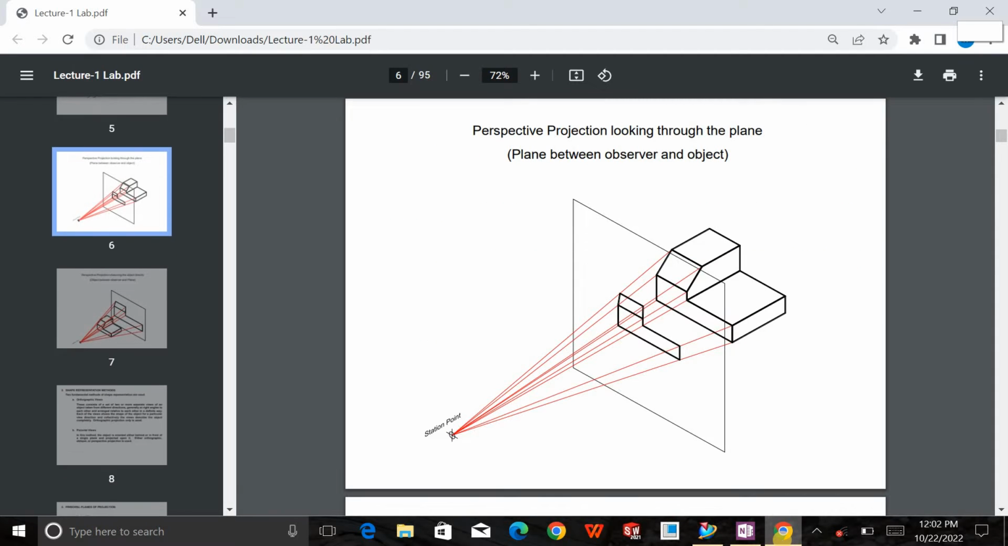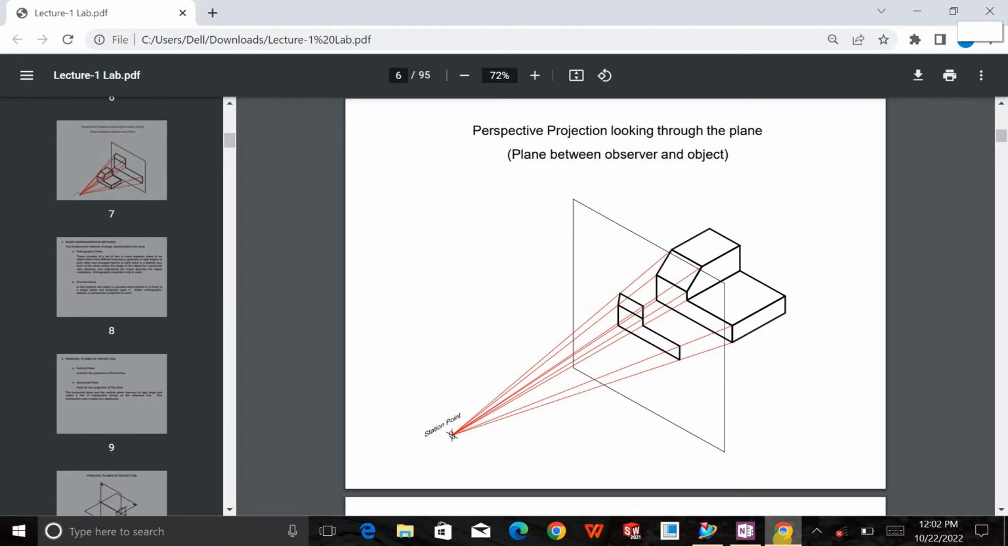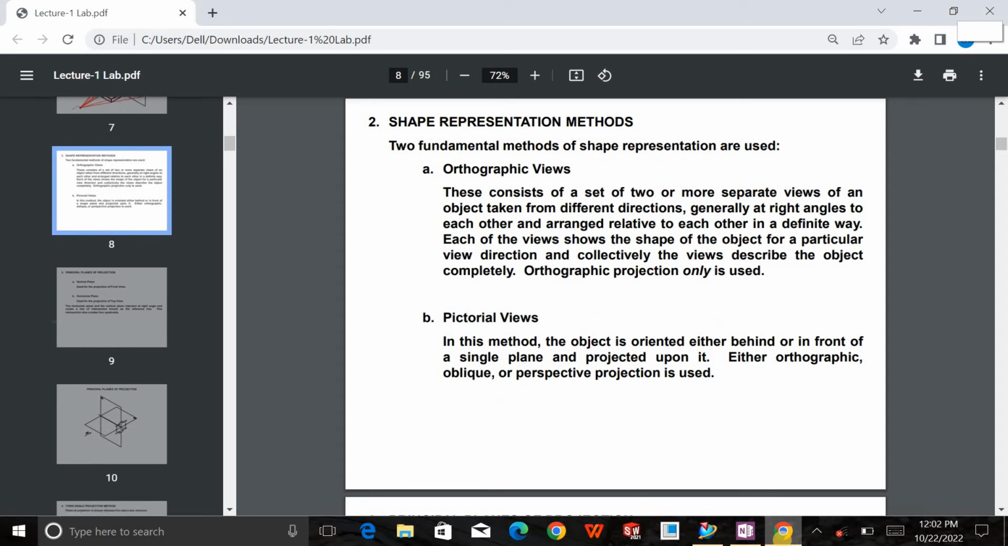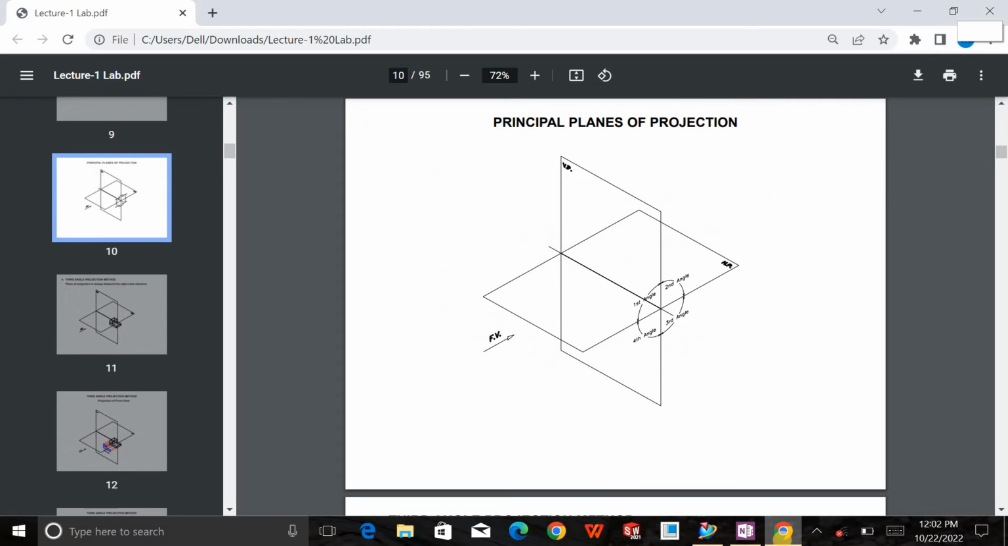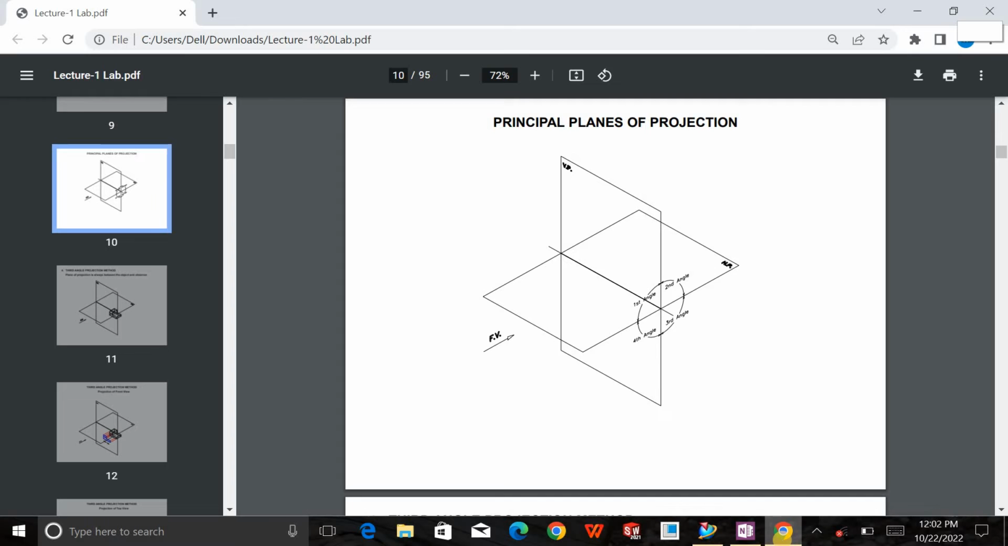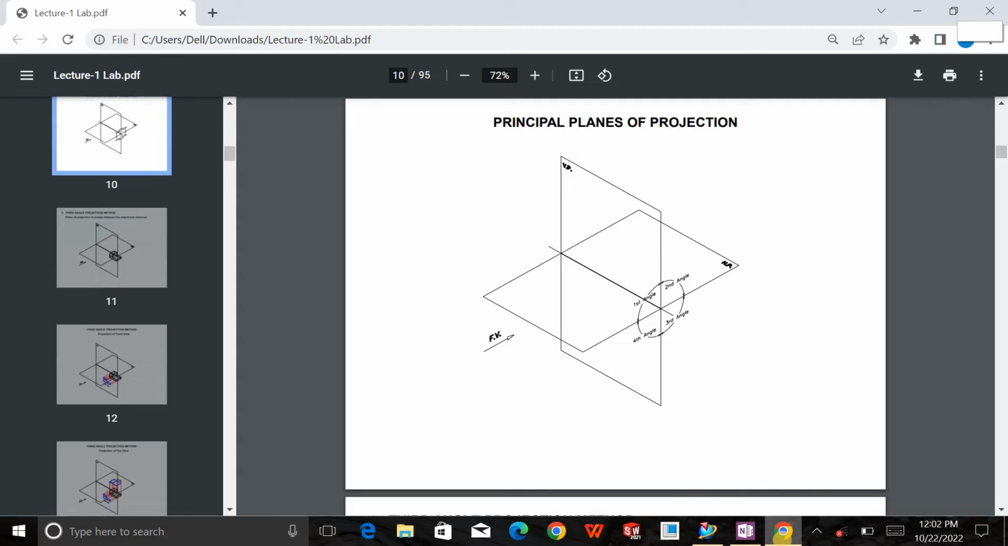As you can see over here, we have the station point, and the projection lines are projected to that point, right? And we have the pictorial views. The object is oriented either behind or in front of a single plane and projected upon it. The orthographic, oblique, or perspective projection method could be used for this. We basically have three kinds of planes: the front plane, the top plane, and the right plane. Make sure all these planes are at a right angle, meaning at 90 degrees to each other, right?